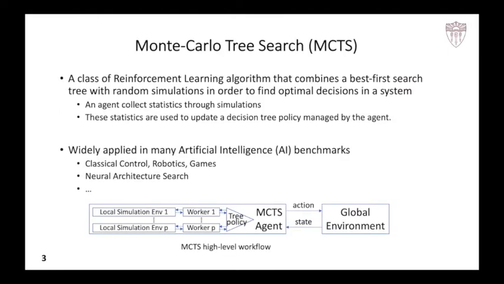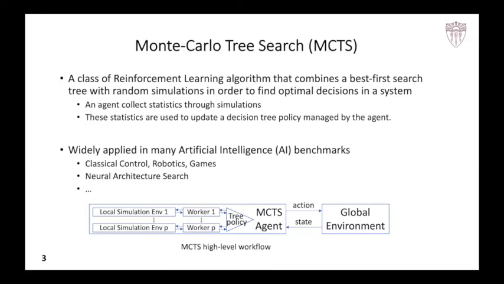Monte-Carlo tree search, or MCTS, is a reinforcement learning algorithm that combines a best-first search tree guided by random simulations to find a sequence of optimal decisions in a system. It's successfully applied to solve many real-world AI benchmarks with large search space, including classical control, robotics, games, and neural architecture search. In these benchmarks, an agent explores a world we call the global environment and is required to take an action in each step.